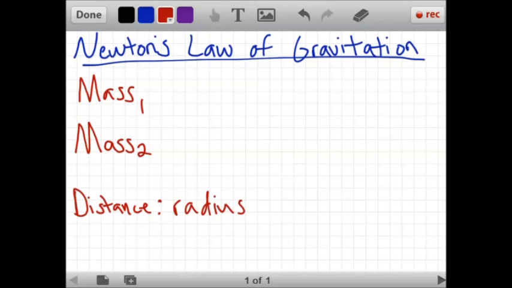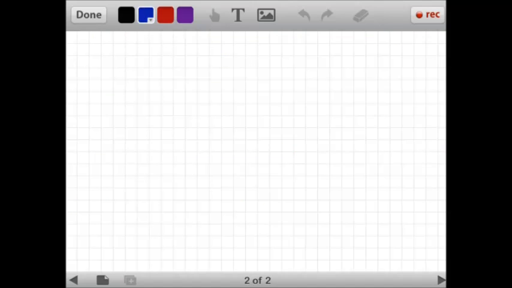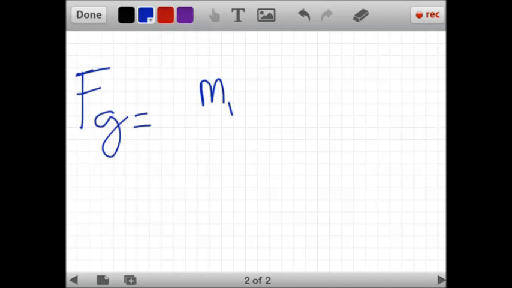Looking at these three things, I'm not going to go into detail about how he did this, but Newton came up with his law of gravitation, the actual equation that describes it, and it looks like this. We can say that the gravitational force, Fg, is equal to the mass of one object, m1, times the mass of the other object, m2, over the distance between them, which is the radius, squared.